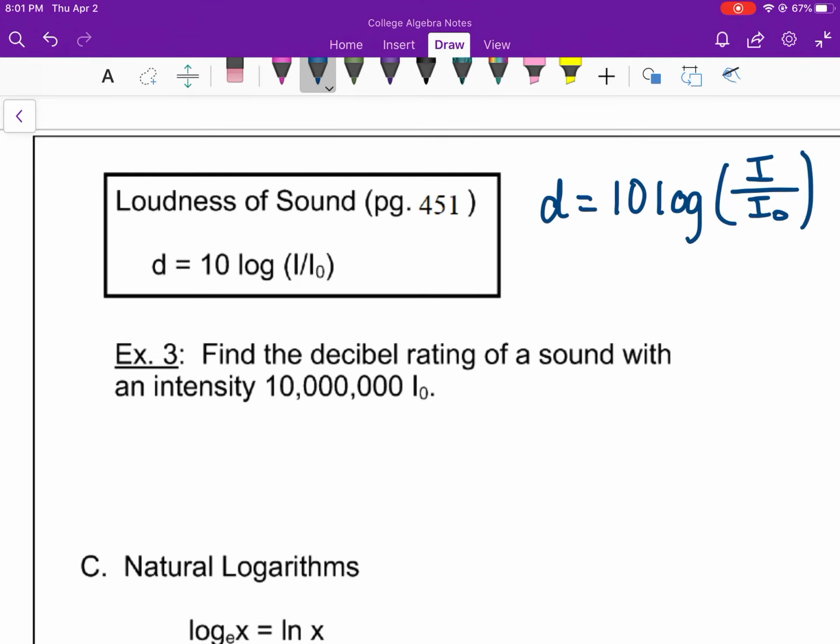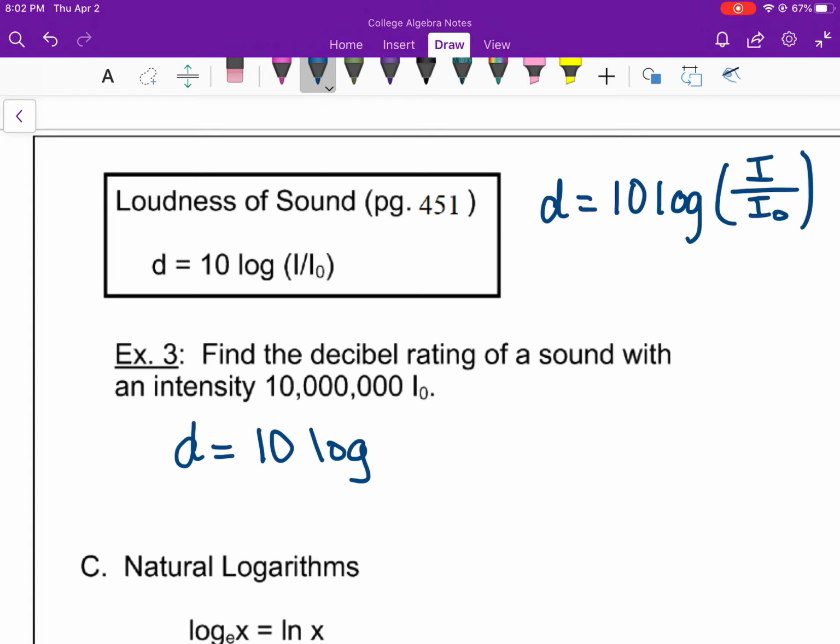Find the decibel rating of a sound with an intensity of 10 million I of 0. So the sound that you're hearing is 10 million times greater than the faintest sound that can be picked up with your ears. So we're going to find its decibels.